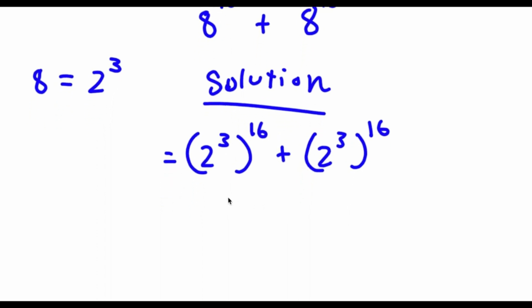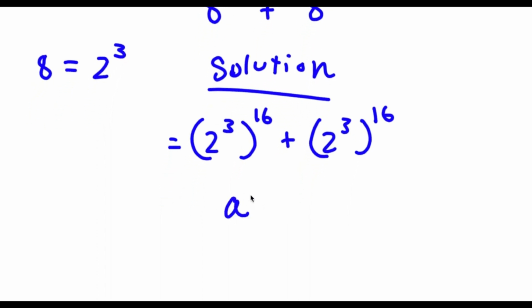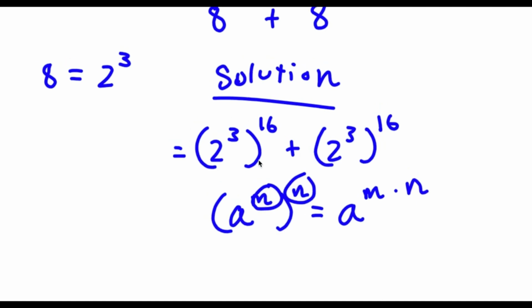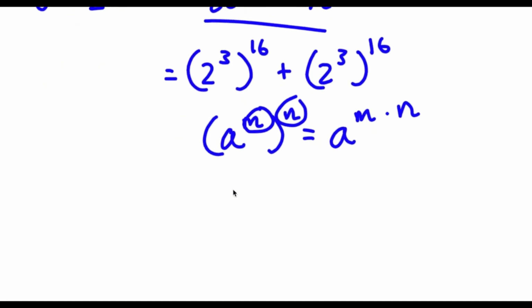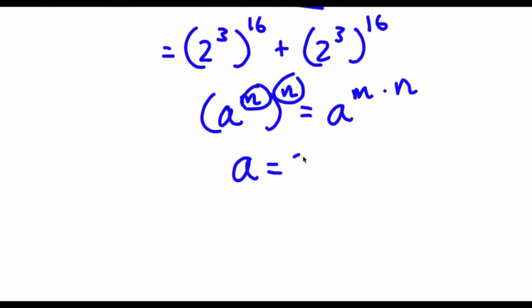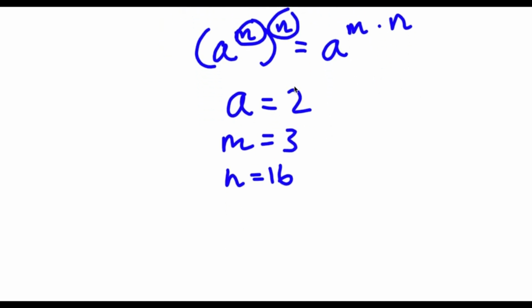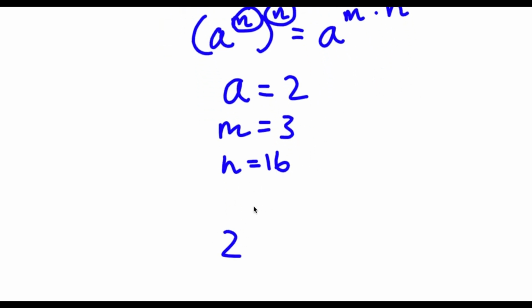So now, if I have something in the form a to the power of m to the power of n, this is the same thing as a to the power of m times n. So these two simply just multiply. In this case, I have 2 to the power of 3 to the power of 16. So we can think of a as 2, m as 3, and n as 16. So this would be equal to a to the power of m times n. So 2 to the power of 3 times 16, and 3 times 16 is equal to 48.